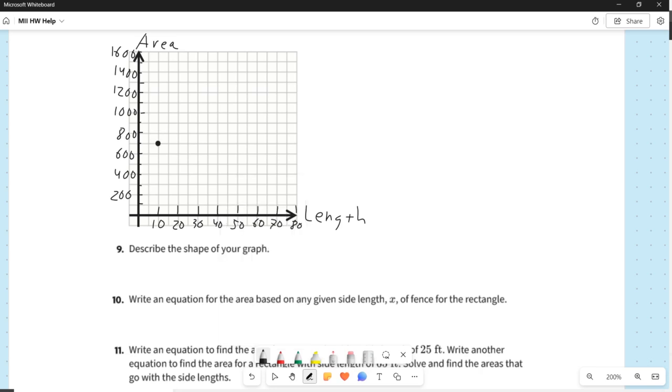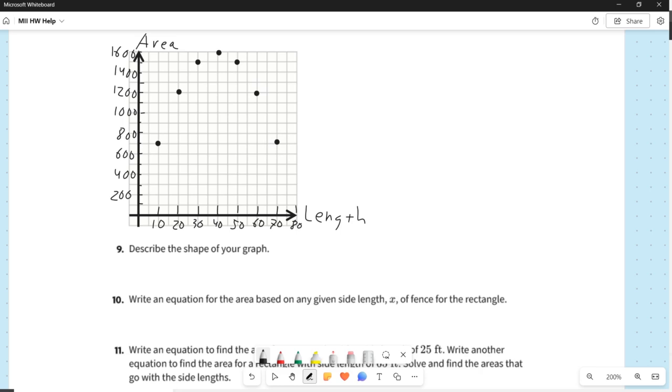10 and 7 is right there. So when the length was 10, our area was 700. When our length was 20, our area was 1,200. Length was 30, area was 1,500. Length was 40, area was 1,600. Length was 50, area was 1,500. Length was 60, area was 1,200. Length was 70, area was 700.